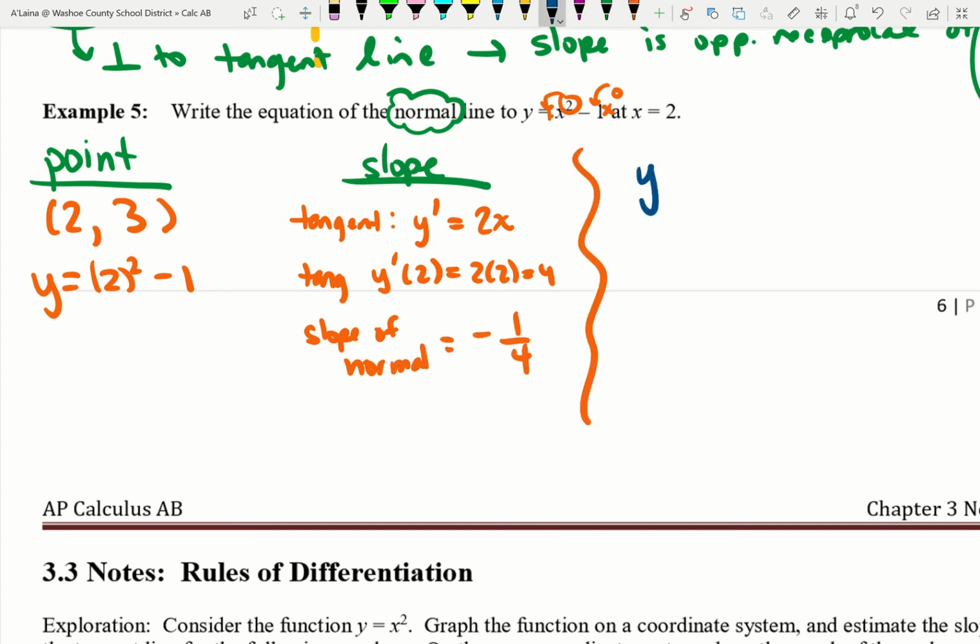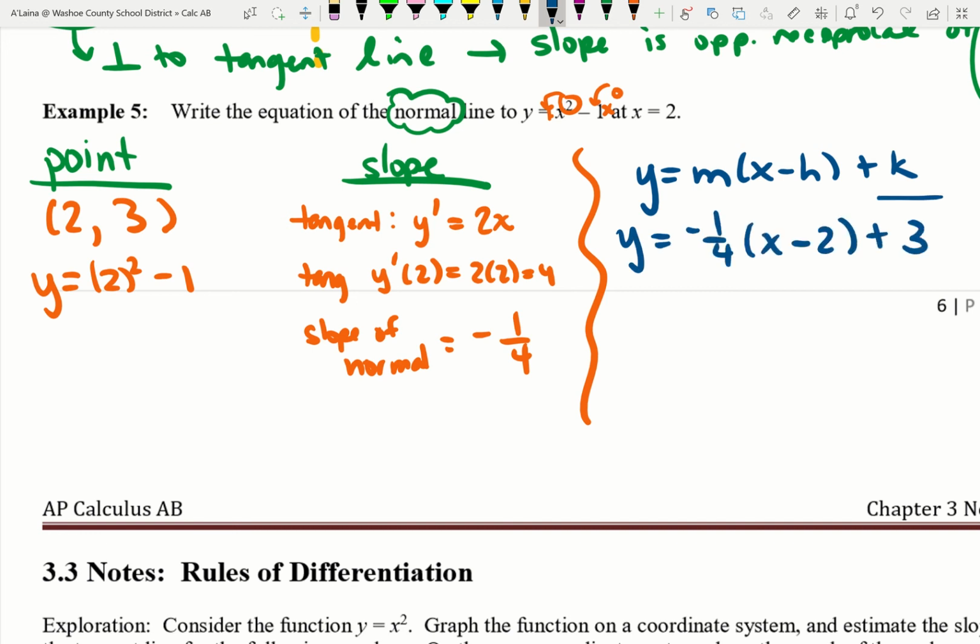When we write the equation of a line, I'm going to use HK form, where the ordered pair is (h, k) and the slope of the normal line is m. I'm just going to substitute my m in, x minus the x-coordinate, and then plus the y-coordinate. And there is the equation of the normal line. And that is the end of 3.2 notes.